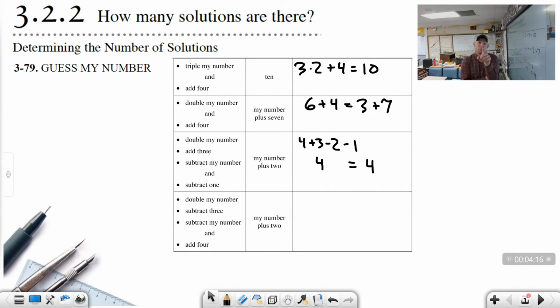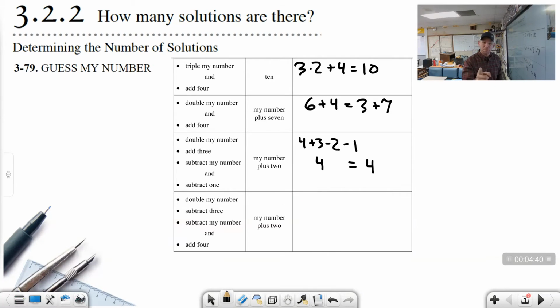Okay, you pick a number. I'm going to pick a number. I like picking the number 3. I'm going to double my number. Subtract 3. Subtract my number. Add 4. That gives 10. My number plus 2 is 5. Bummer! I got it wrong.